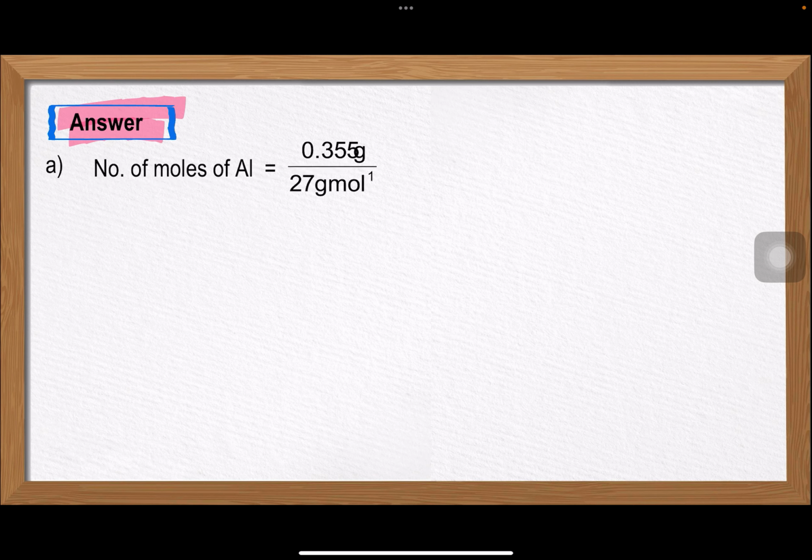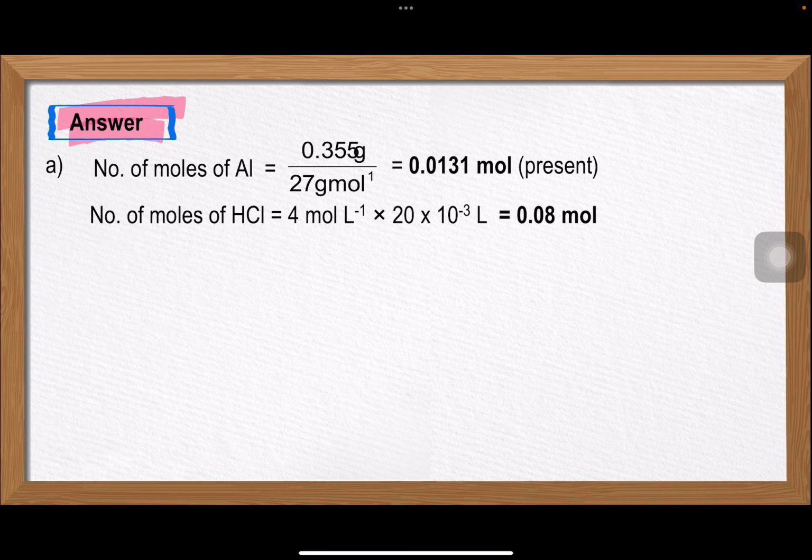Aluminium, from mass change to mole, divide by molar mass: 0.0131 mole. And then for HCl, from the molarity and volume change to mole, MV per 1000: 0.08 mole. This is the present or available mole for both reactants. From the balanced equation, 6 mole HCl reacts with 2 mole Al. Compare HCl with aluminium, either one, you can arrange it. 2 mole Al reacts with 6 mole HCl.